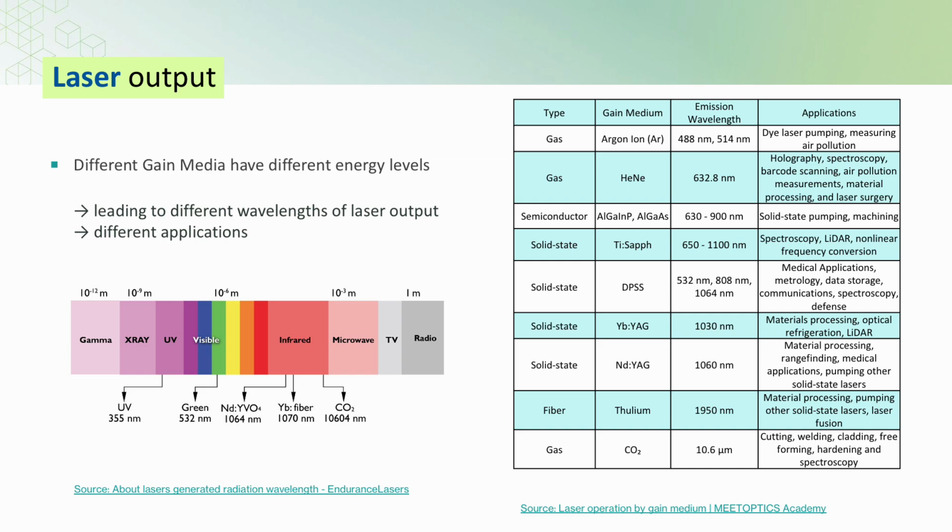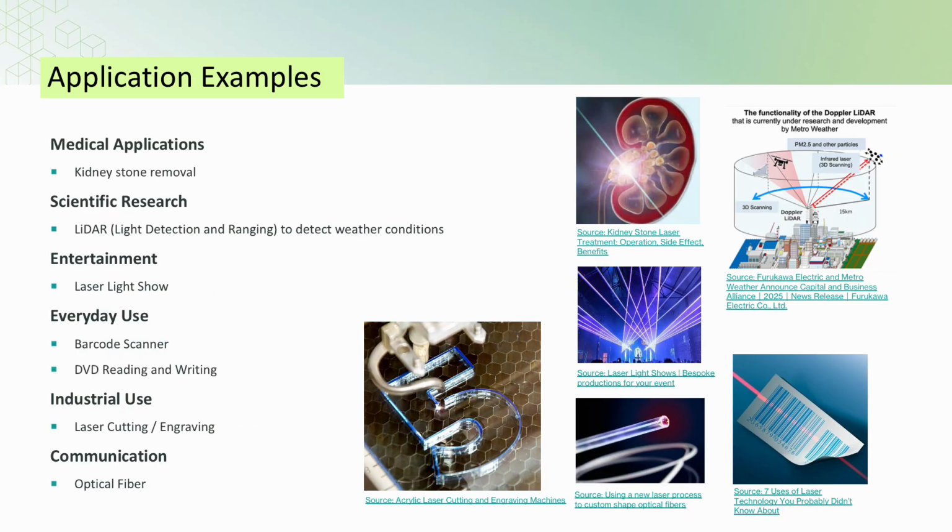For example, the laser light emitted from CO2 laser does not have wavelength efficiently absorbed by metal, and thus CO2 laser is not suitable for cutting metal. Lasers are widely applied in different fields. For example, in medical fields, it is used for kidney stone removal, while in scientific research, it is used in LiDAR system to detect weather conditions.